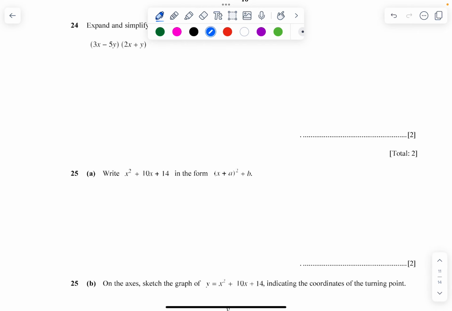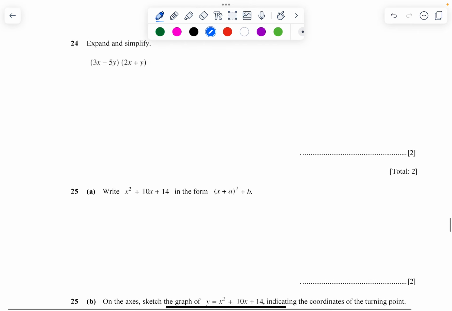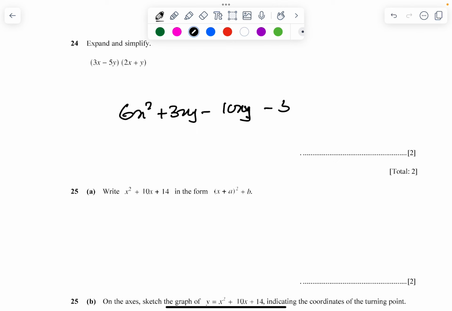Question number 24. Multiply it out. It becomes 3x times 2x is 6x squared. 3x times y is 3xy, minus 10xy, minus 5y squared. So it's going to be 6x squared minus 7xy minus 5y squared.